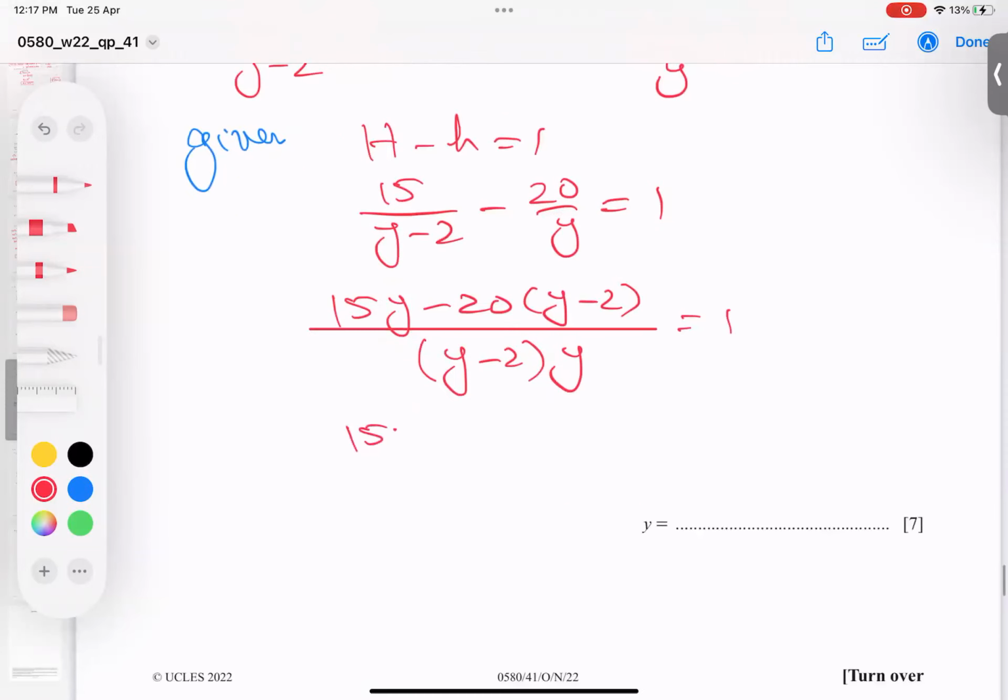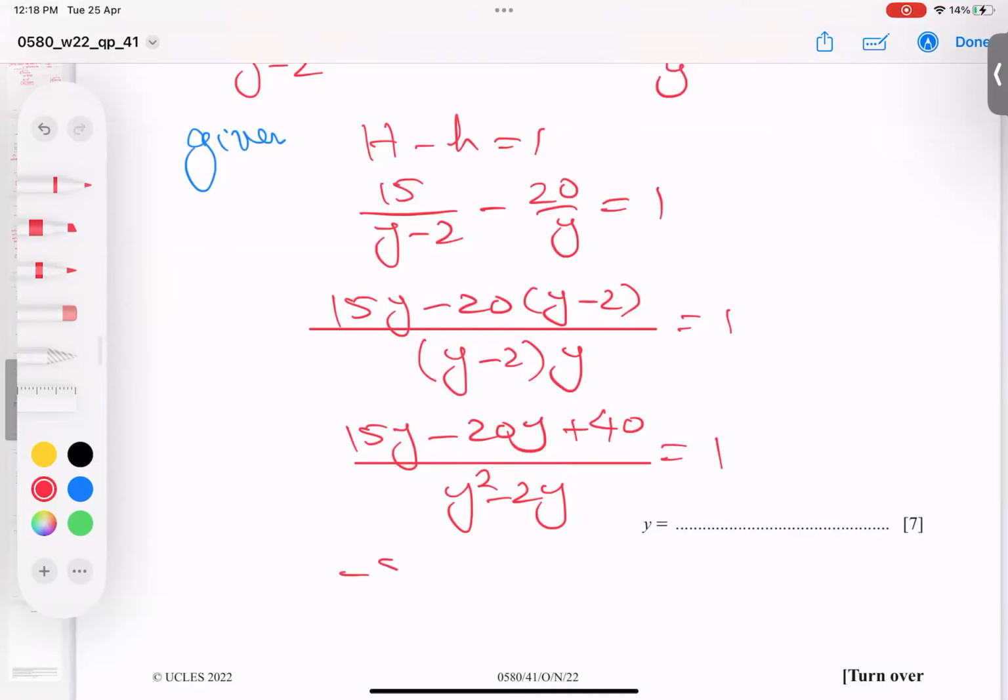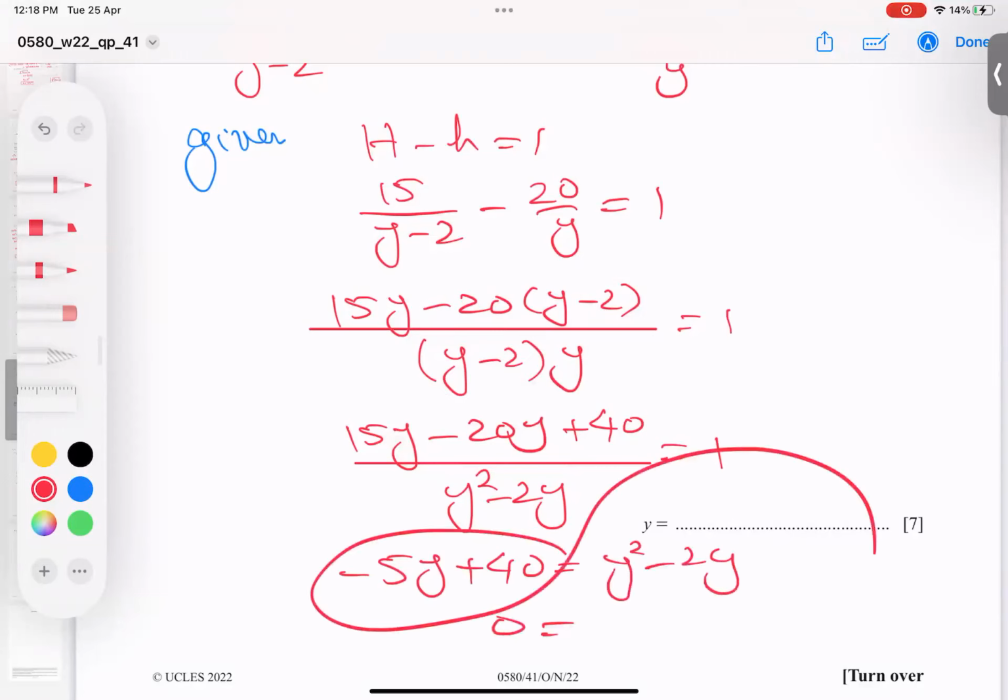And now I get 15y and minus 20y. But make sure minus into minus becomes plus. Some students make a mistake here. And the denominator is y into y minus 2, y squared minus 2y, equals 1. Now I'm going to cross multiply, and we get negative 5y plus 40 equals y to power 2 minus 2y. I bring both values there and it turns to be y squared. This negative 5 goes there as plus, out of 5 minus 2, I will get 3.